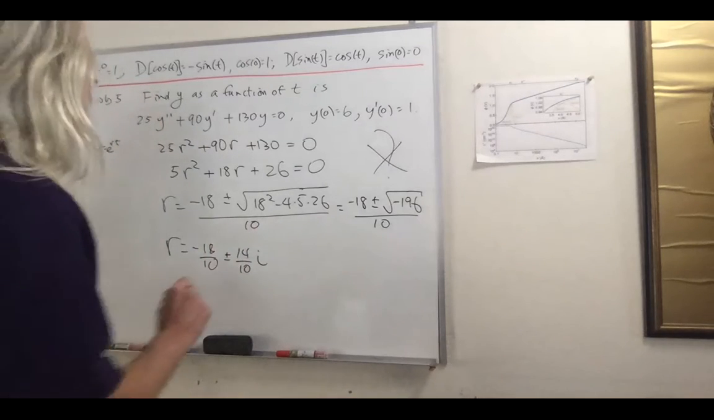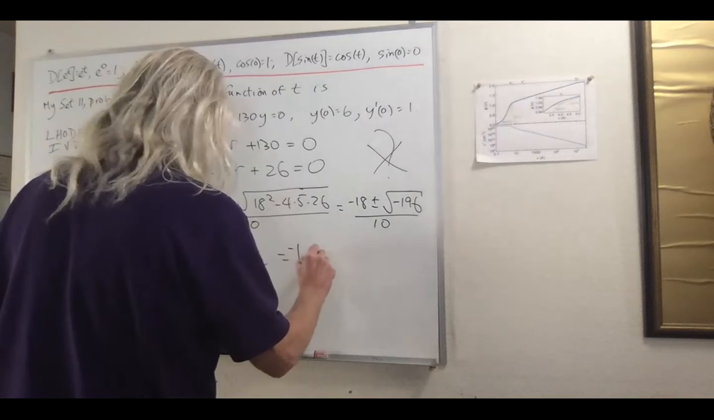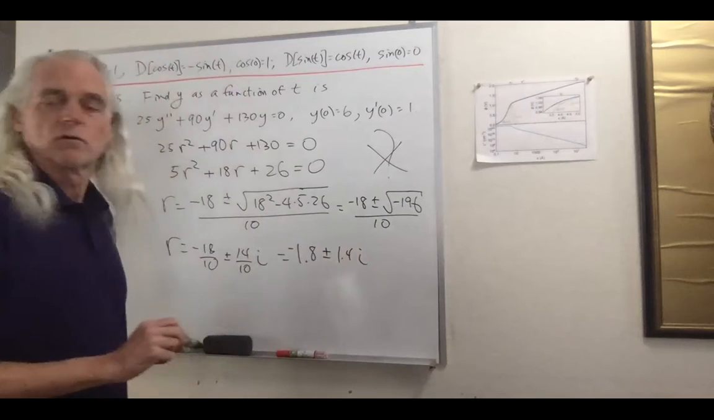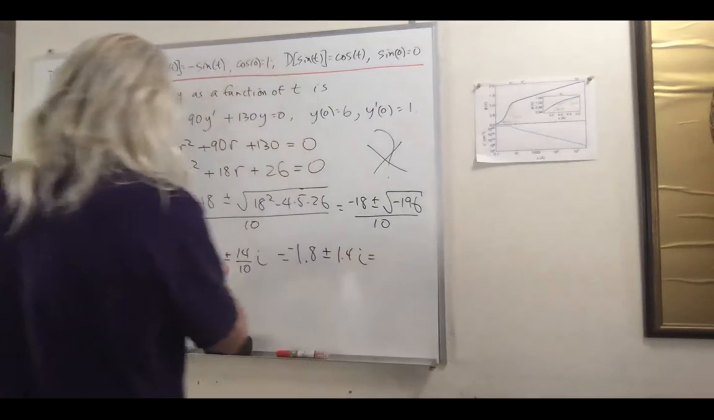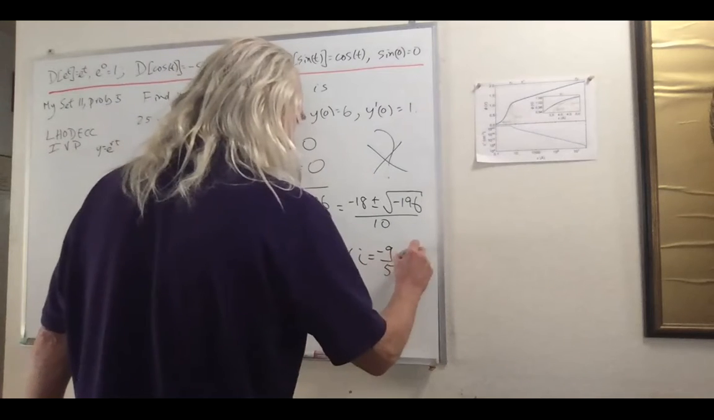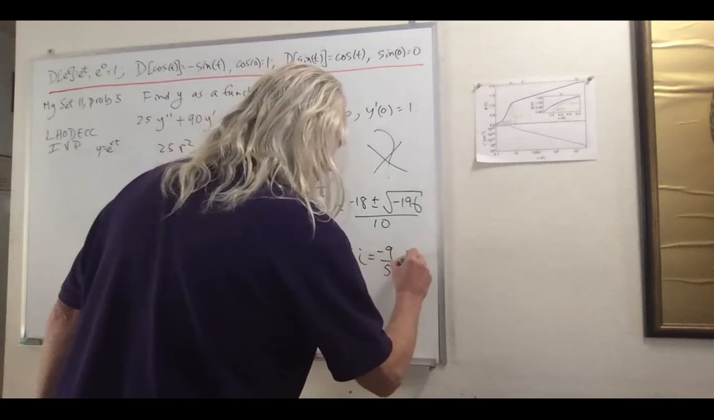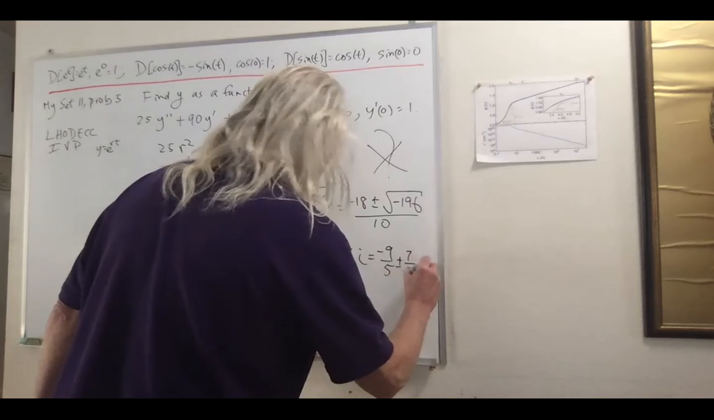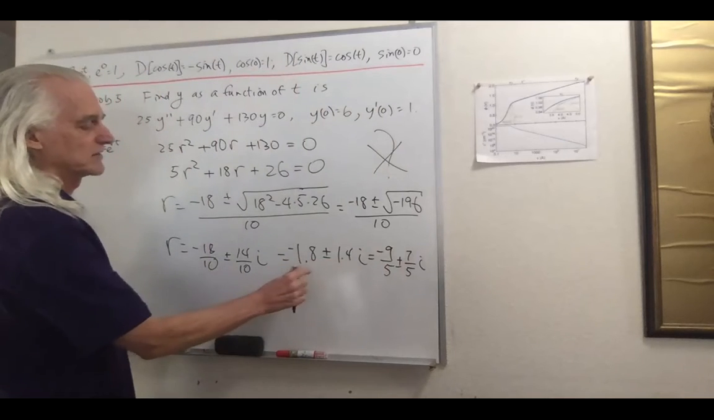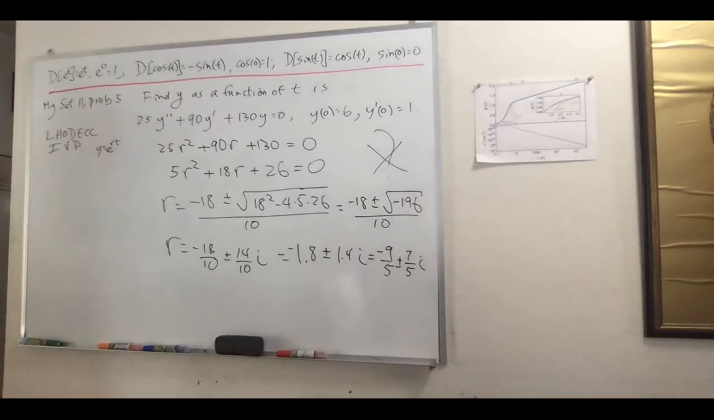All right. I might want to write this as negative 1.8 plus or minus 1.4i, or I might want to use minus 9/5 plus or minus 7/5 i. All right, so actually when I plug in the answer, I can use the decimal points. And when I actually do the calculations, I'm going to use fractions.